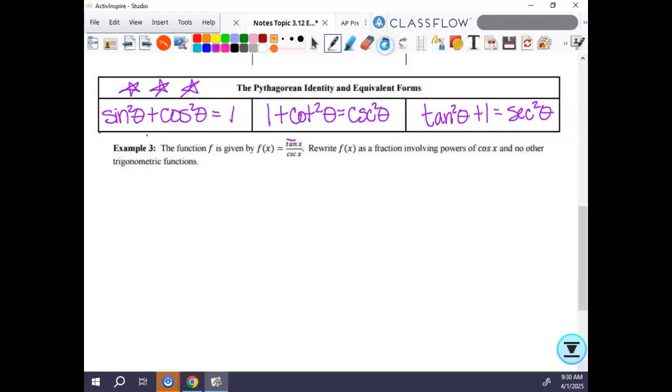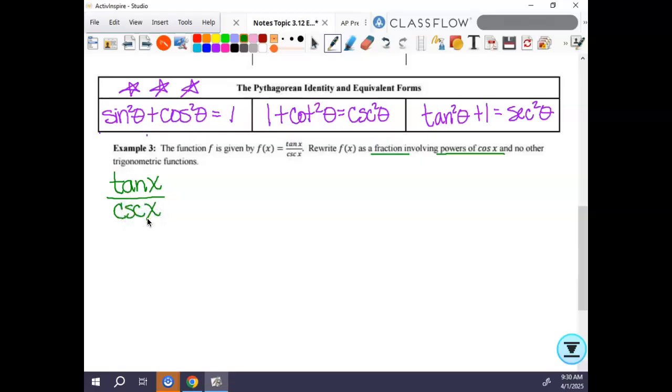All right, so let's do an example. We've got the function f given by tangent over cosecant. We're going to rewrite it, and it tells me I'm going to have a fraction involving powers of cosine and no other trigonometric functions. So I know my answer should be a fraction in the end, and I should have cosines and nothing else. So I'm going to start off then with, again, we'll just go ahead and change everything to sine and cosine. So let's just rewrite what we have first. Tangent of x over cosecant x.